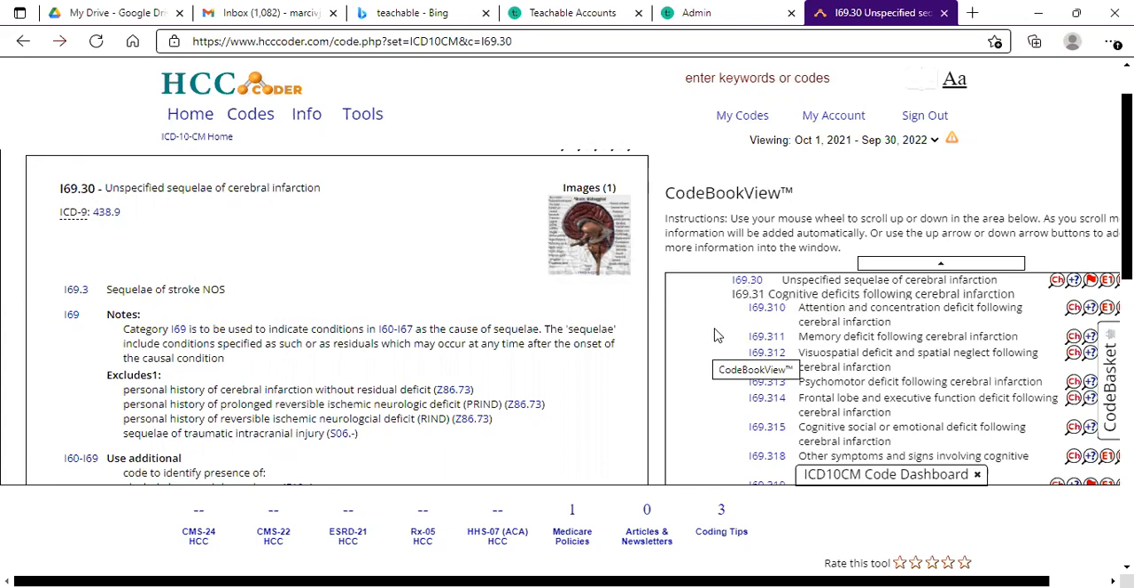It's just too many. So let's take a look at the first one. I-69.310. That's attention and concentration deficit following a stroke. So if you can't concentrate anymore, if you can't hold your same attention span because of the stroke, we're going to use this code. If you have memory issues because of your stroke, we will use this code. If you can't really see, you got visual issues, we're going to use this code. If you got psychomotor issues, holding things or whatever the case, we're going to use this code. If you got frontal lobe, like brain function problems, cognitive problems, hey, we're using these codes. You see how it's a code for everything?